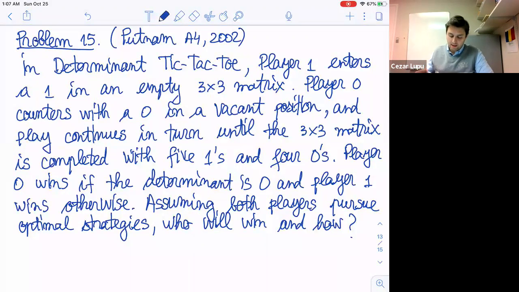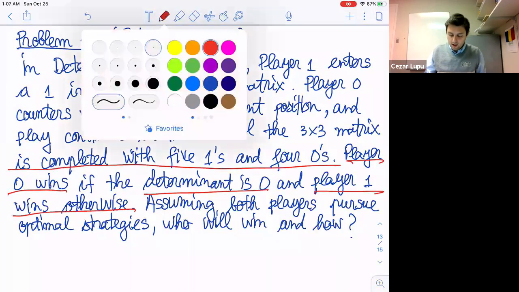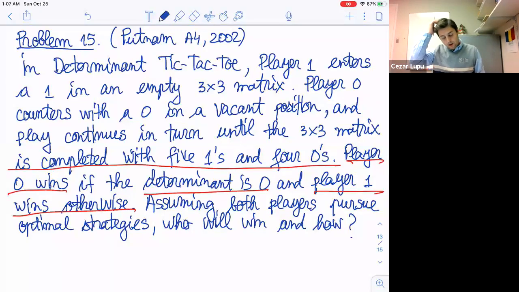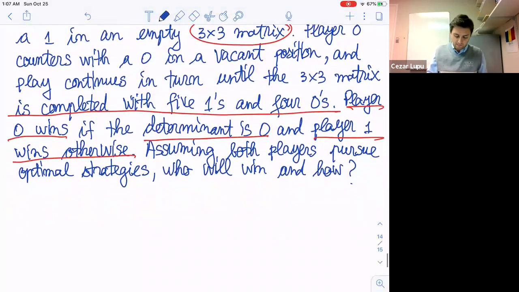But there is one thing: the play will stop. So the play is completed with 5 ones and 4 zeros. Also, player 0 wins if the determinant is 0, and player 1 wins if the determinant is non-zero. So at this point, it's quite clear what we have to do. We have a 3x3 matrix, and we're asked basically about the determinant.